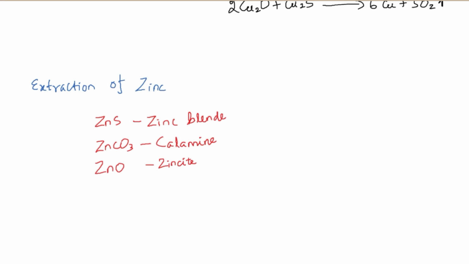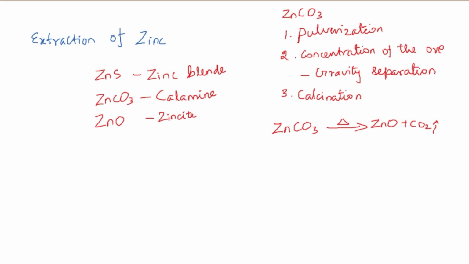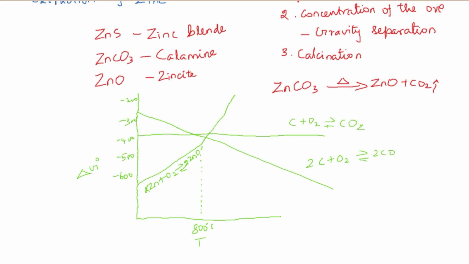Being a carbonate ore, it is concentrated by gravity separation method. Then this ore is calcined to get zinc oxide. So the zinc carbonate is heated in the absence of air to get zinc oxide. From the Ellingham diagram, we can find that carbon is a suitable reducing agent for zinc oxide. Here, molten zinc oxide is heated with carbon. So from the Ellingham diagram, carbon can be used as reducing agent.